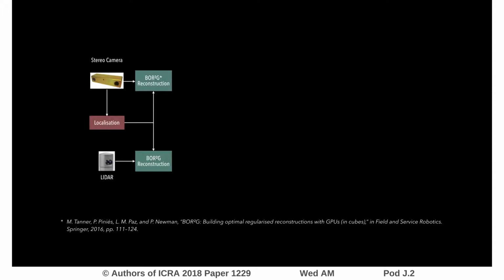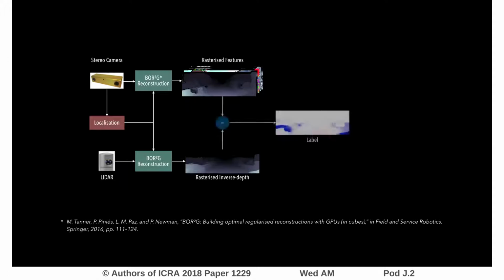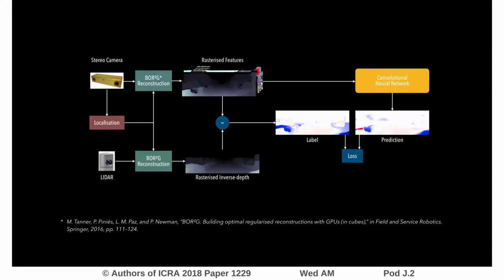To obtain 3D meshes from laser and stereo camera data, we use the Borg dense reconstruction system. In addition, the stereo camera is used for localization through visual geometry. An OpenGL renderer produces features from both reconstructions, and the difference between the inverse depths from the camera mesh and the laser mesh is computed. A convolutional neural network is then trained on the camera-only mesh features to predict this difference.